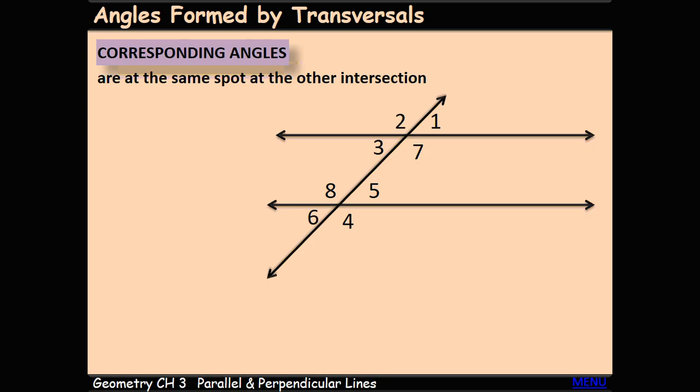So if we looked at this picture, we already established angle 2 goes with angle 8. Those are corresponding angles. What is the corresponding angle with angle 1? Well, angle 1's in the top right corner, so its corresponding angle is angle 5. Angle 7 corresponds with angle 4, both in the bottom right, and angle 3 corresponds with angle 6, both in the bottom left.